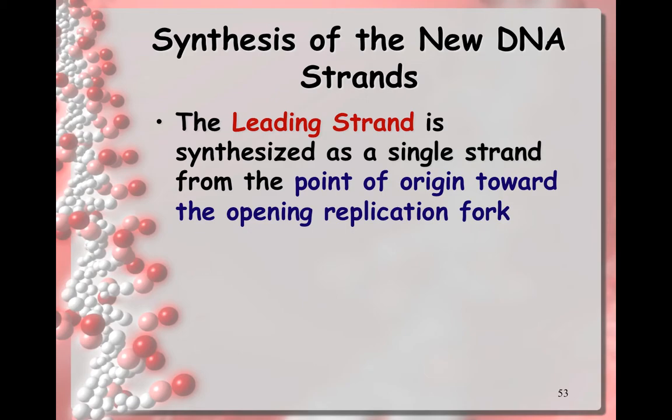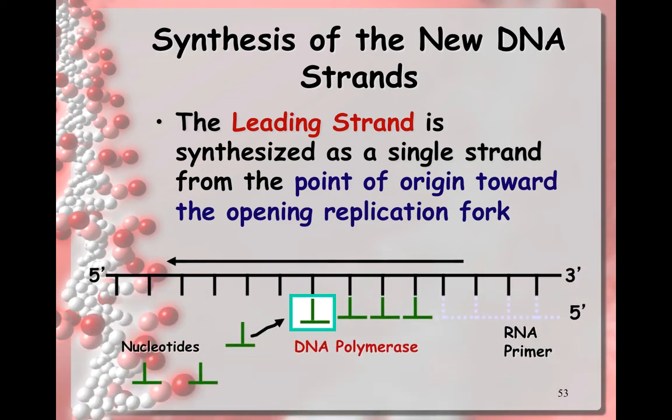So the leading strand, we have to talk about how these new DNA strands are created. So the leading strand is synthesized as a single strand from the point of origin toward the opening of the replication fork. So this is a picture of our leading strand. It is one single strand. It's the starting strand, and it goes from 3' to 5'. So the leading strand adds on from 5' to 3', and then the 3' to 5' here.